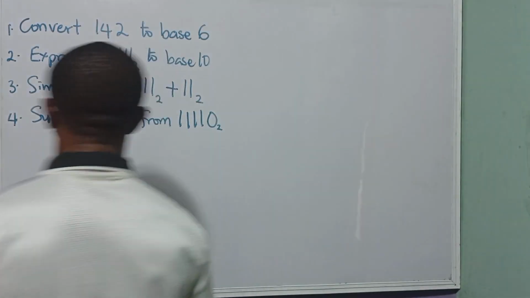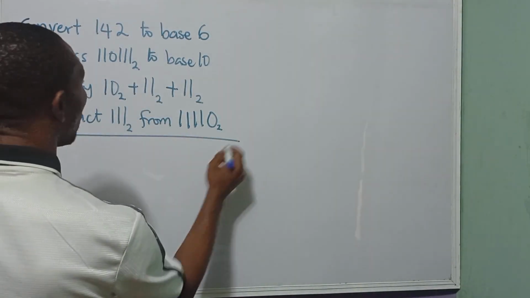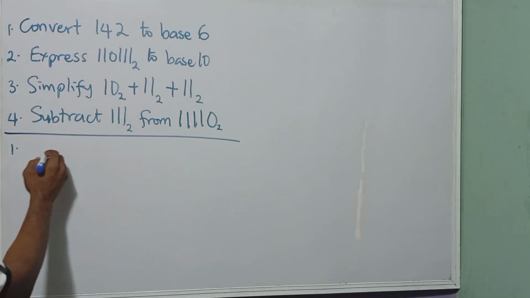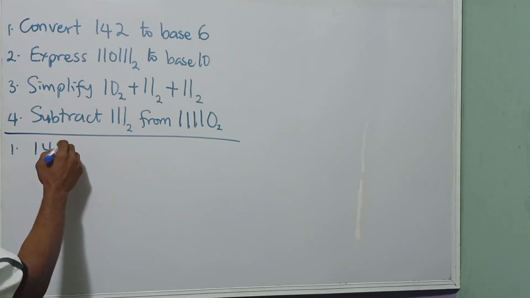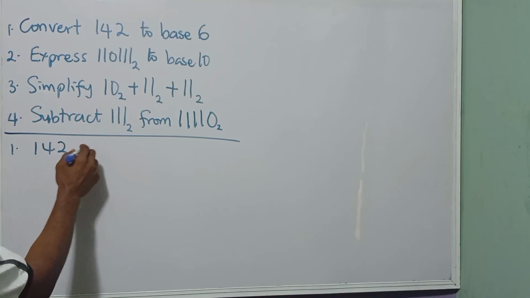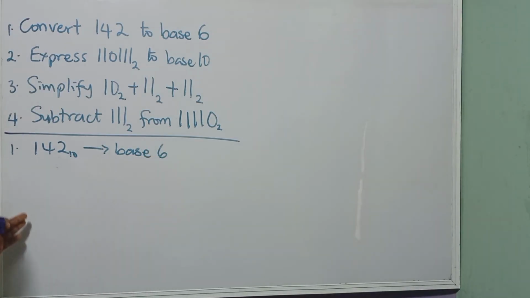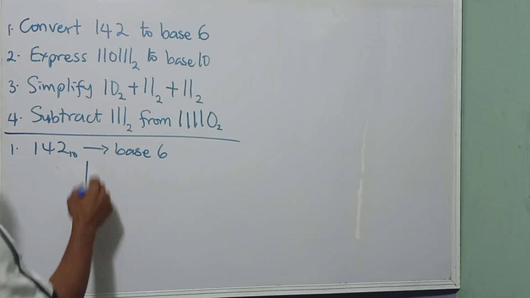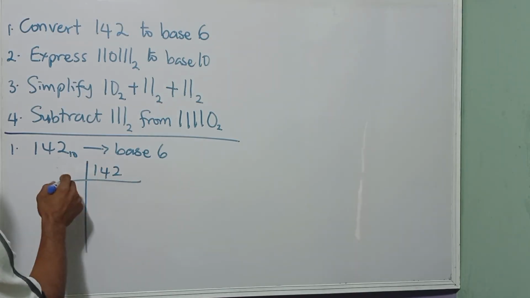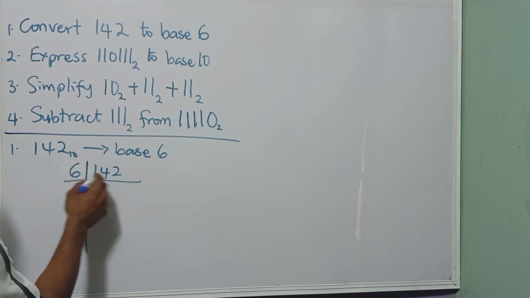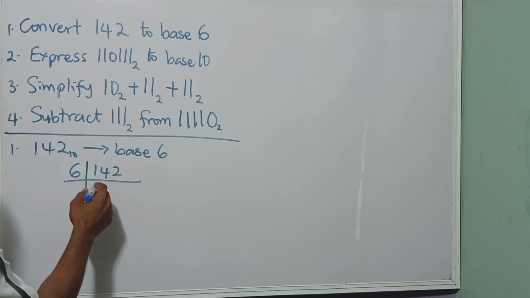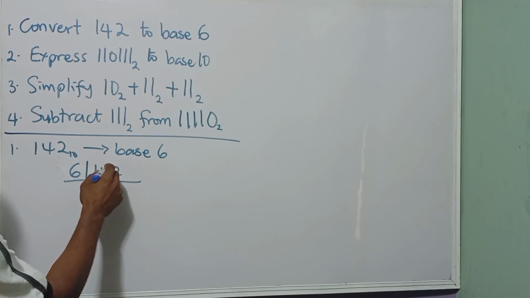Alright, expressing this, we have our question 1, convert 142 base 10 to base 6. Now, for us to convert from base 10 to base 6, we use our division method. Okay, so this becomes 142 and 6. 6 into 14 will give us 6 times 2, 12, 5 down 2, carry 2.